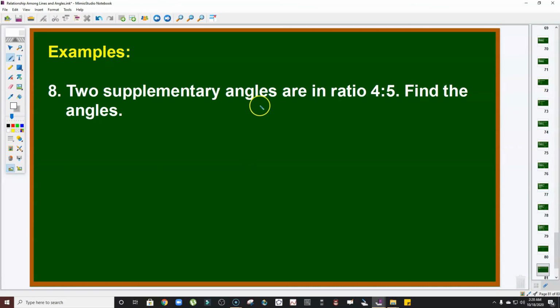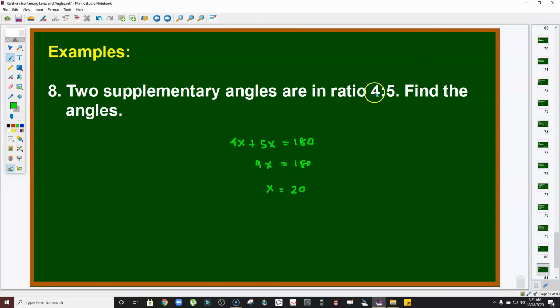Next, number 8. Same lang nung number 7. Two supplementary angles are in ratio 4:5. Alright? 4:5. Find the angle. So, again, 4x plus 5x. So, since supplementary yan, equate mo kay 180. So, that will be 9x equals 180. So, clearly, ang x mo dito, 20.